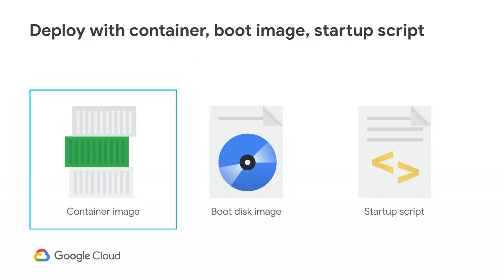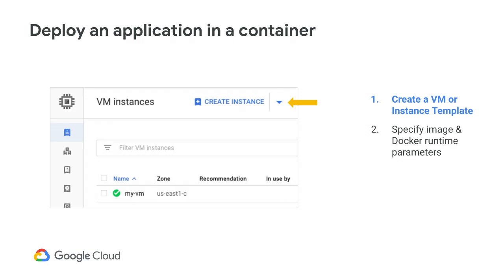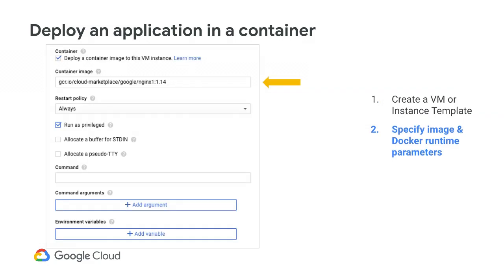You create an instance just as you would any regular VM. You click the checkbox that you want to deploy a container, and specify which container to run and some of the parameters. Let's say a restart policy, or you could pass some environment variables to your container.